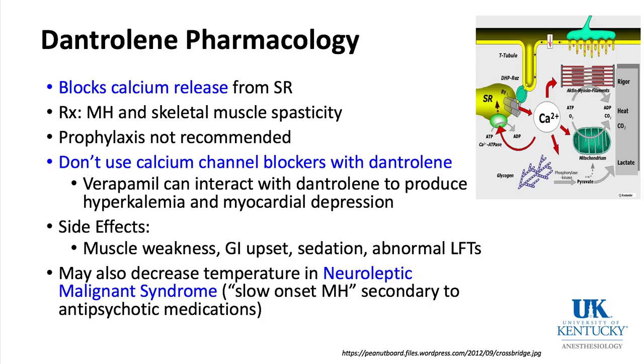Dantrolene can also decrease the temperature and be used to treat neuroleptic malignant syndrome, which is caused by antipsychotic medications, dopamine blocking drugs. You can have a slow onset of it, usually occurring over days in someone taking antipsychotic medications, but it looks very much like MH and can have rigor, elevations in temperature, and dantrolene can also be used to treat neuroleptic malignant syndrome.